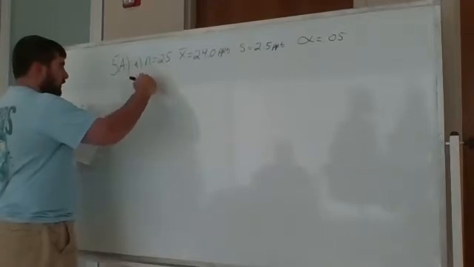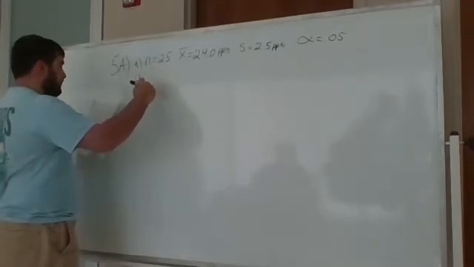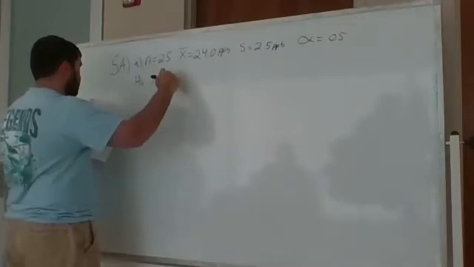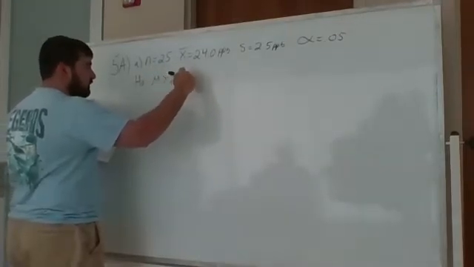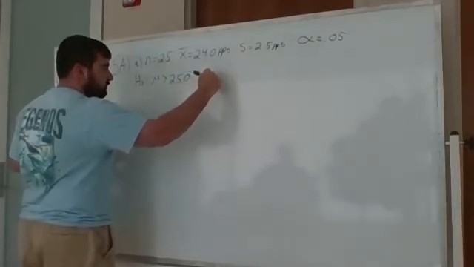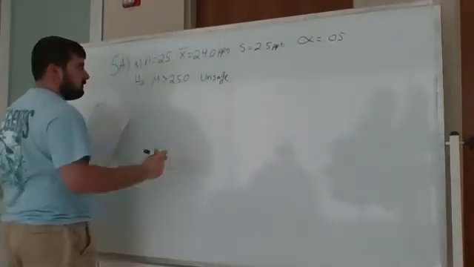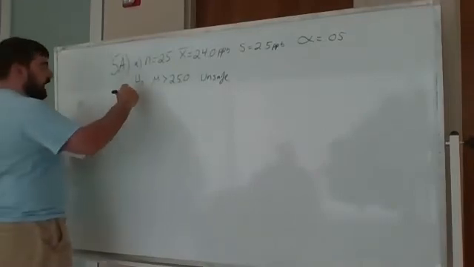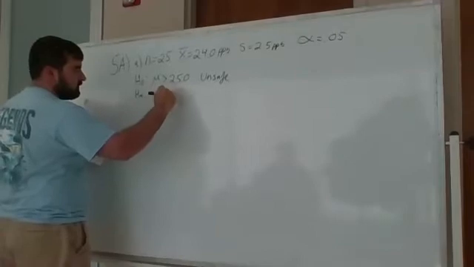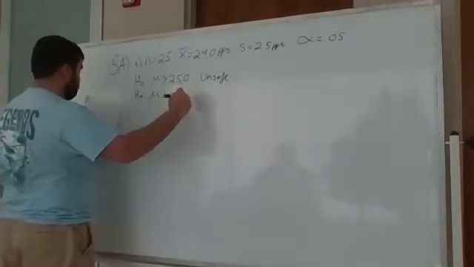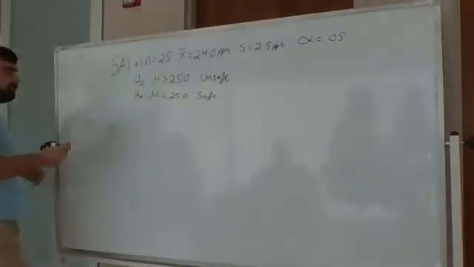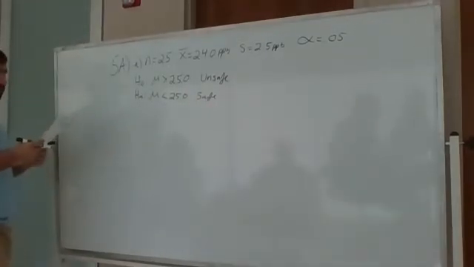So our null hypothesis in this case is that the water is greater than 25 parts per billion, which just means it's unsafe to drink. Okay, so that means our alternative is that it's less than or equal to 25, which would be safe.